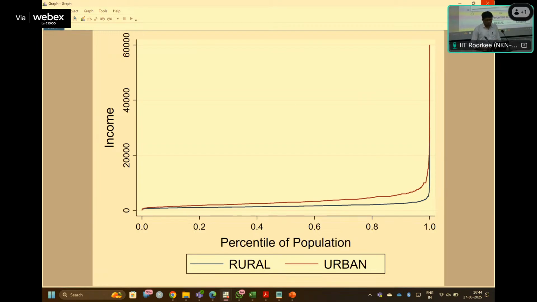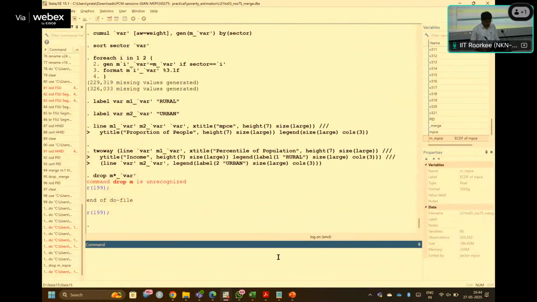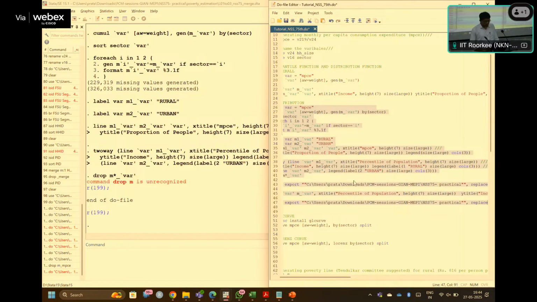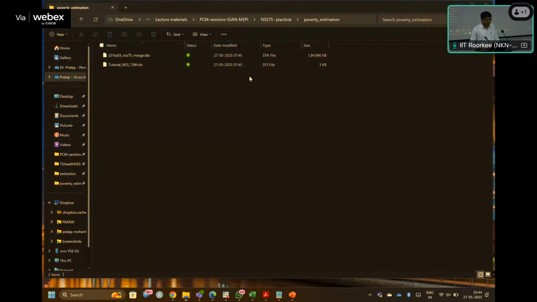For stochastic dominance, you need to remember you have to say it is either greater than or equal, and strictly greater for some. And you can see for a large part, it is strictly above. So you could claim here that the urban area, in terms of wealth, in terms of per capita expenditure, is dominating the rural area.